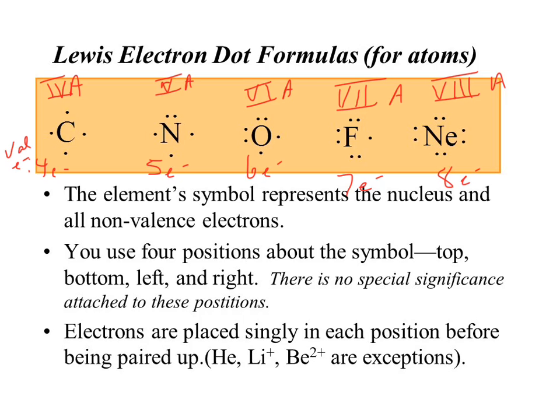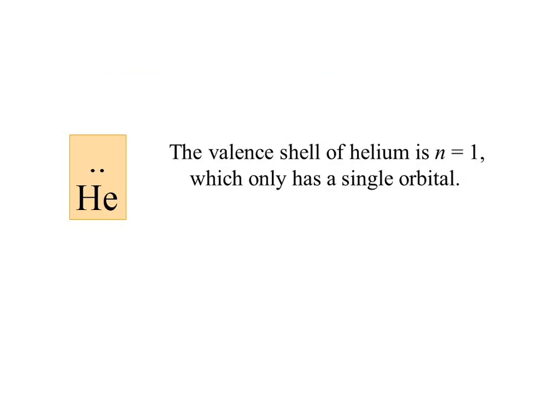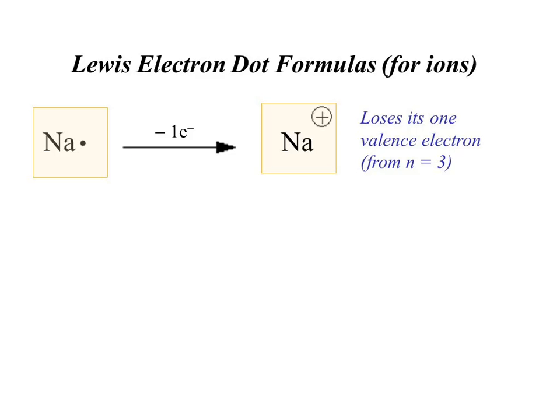Helium is atomic number 2, so a neutral helium atom has 2 electrons. Helium is a rare gas without a complete octet. It's the only one.